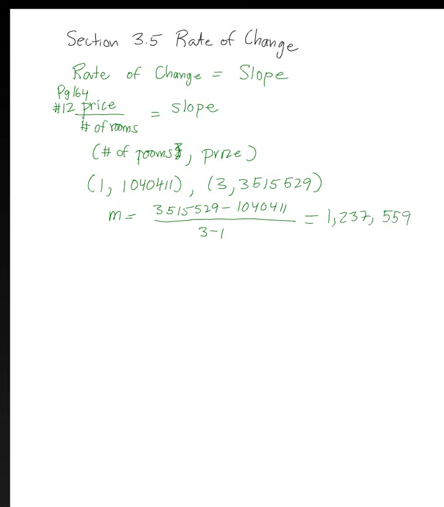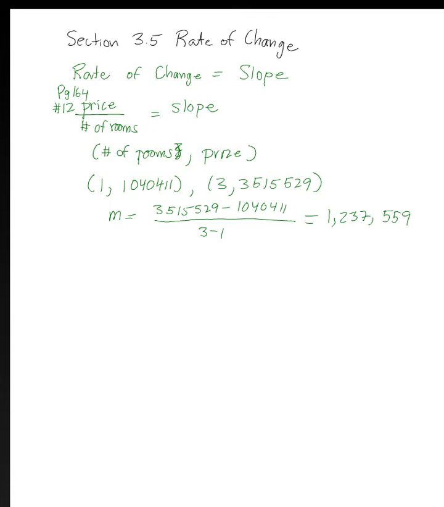So what does that tell me? Well, every time I go to get an apartment and I want one more bedroom, it's going to cost me about $1.2 million to add a room. So if I want a four-bedroom apartment, I take that $3.5 million, add $1.2 million, and it's going to cost me $4.7 million for a four-bedroom apartment.